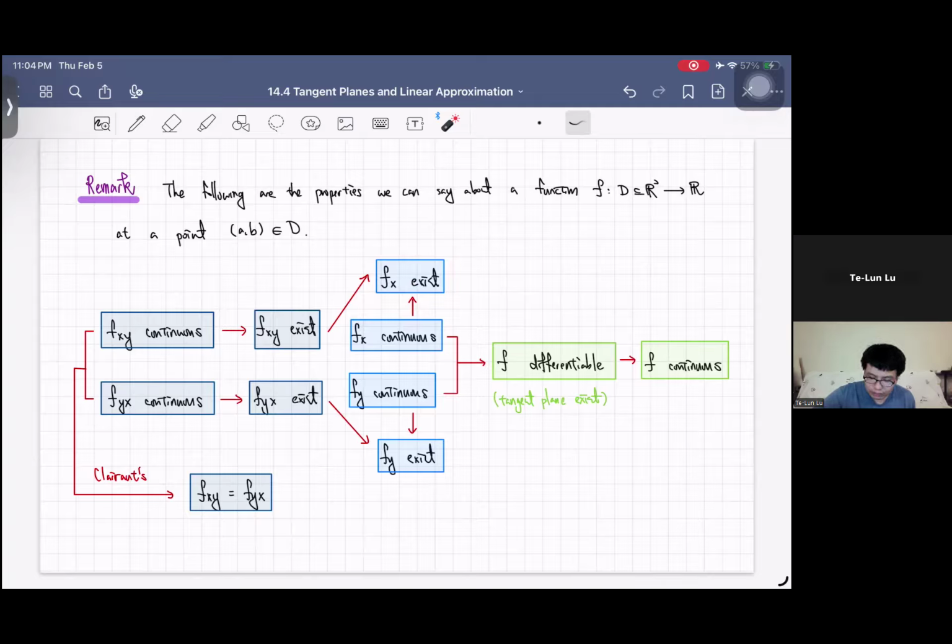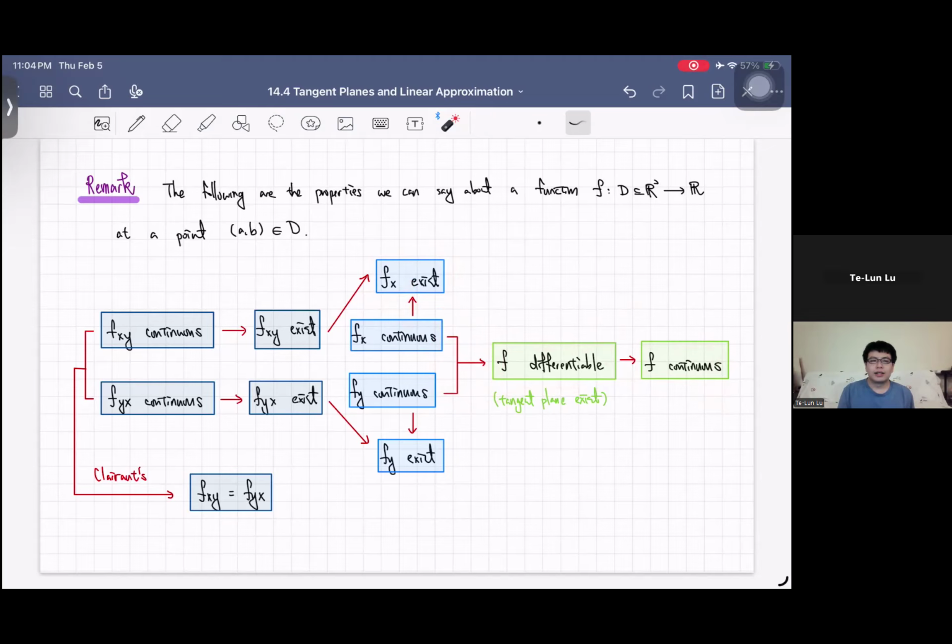And this is what I mentioned today. There might be some function that is differentiable, which means that the tangent plane is a good approximation. However, the partial derivative is not continuous. That is possible. And lastly, there might be some continuous function that is not differentiable, which is kind of intuitive based on the fact that we already have some examples in 1D space.